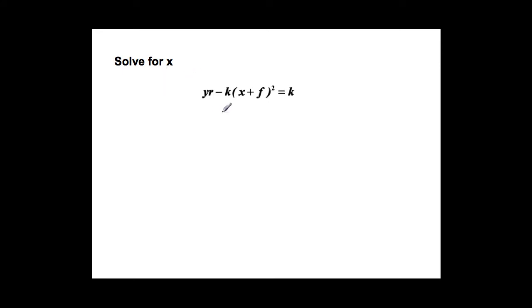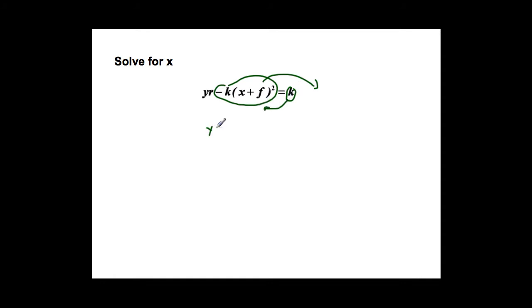Let's take a look at this. yr minus k quantity x plus f squared equals k. And we want to solve for x. Let's see if we can do our algebraic gymnastics tricks as much as we can in our mind's eye. I want to move this term over, get rid of the minus sign. I want to move this like so.